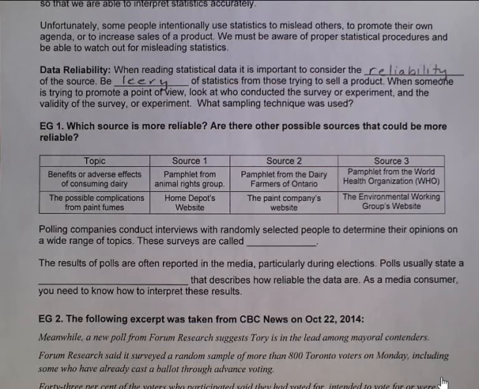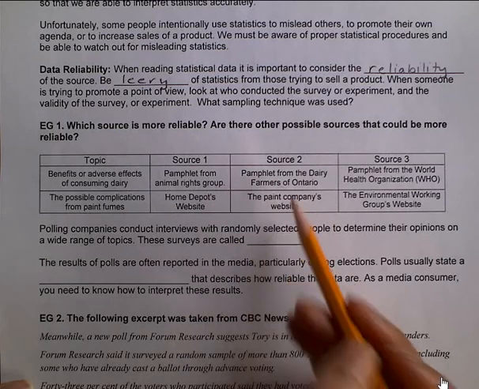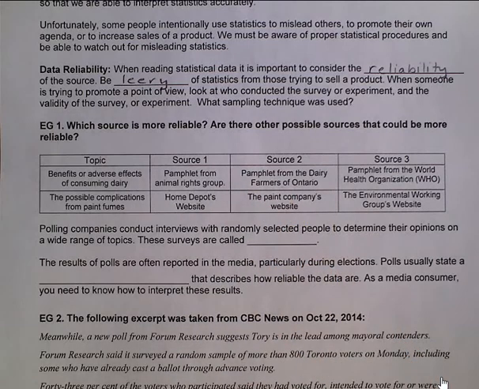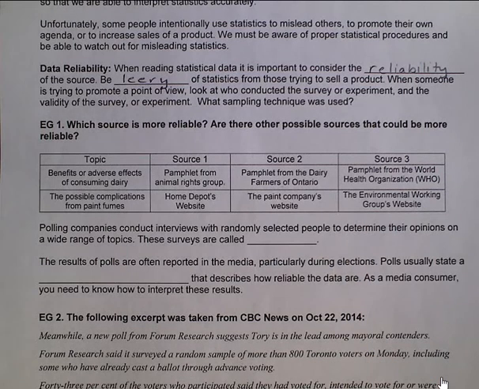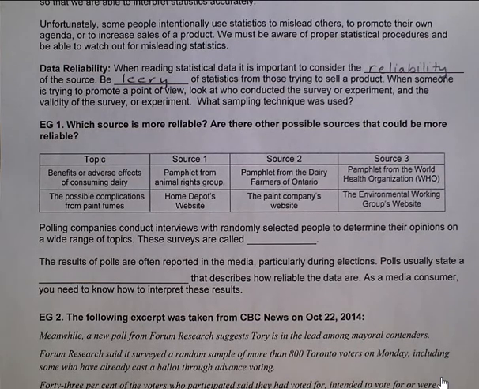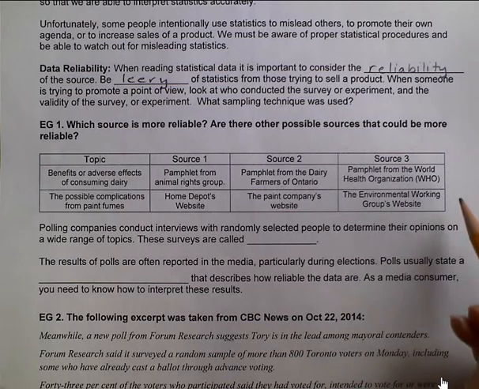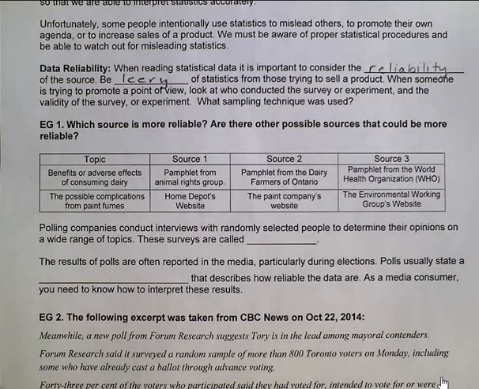Okay, so the choices for the adverse effects of consuming dairy are a pamphlet from an animals' rights group, a pamphlet from the Dairy Farmers of Ontario, or a pamphlet from the World Health Organization. Both the Animal Rights Group and the Dairy Farmers of Ontario might have different reasons for wanting you to believe that consuming dairy is really good for everybody, or really bad for everybody, depending on which one. Some people might think that the pamphlet from the World Health Organization would be more neutral and therefore be the better source of information.